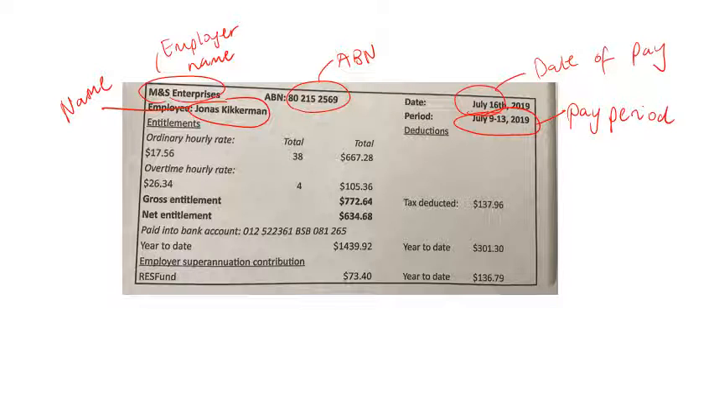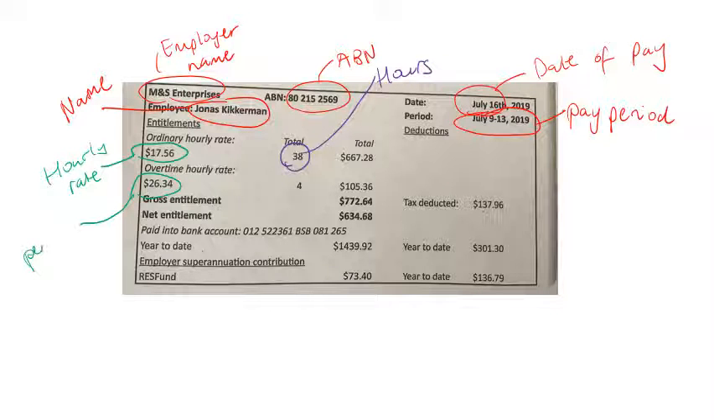Then we've got here their hourly rate here, so how much they get paid normally per hour. And they've worked 38 hours at that normal rate. And then we've got here their overtime rate. So this is like any loadings, penalty rates. So we'll call it penalty rate. So that's like if you're working on the weekends, after school, or in the night time or whatever, they've worked 4 hours overtime.